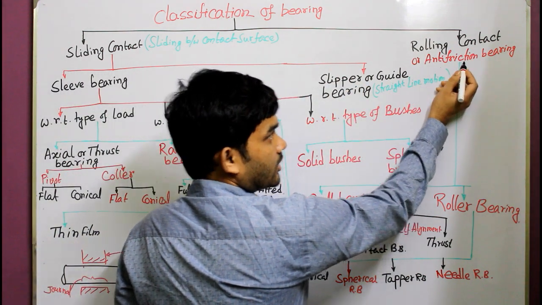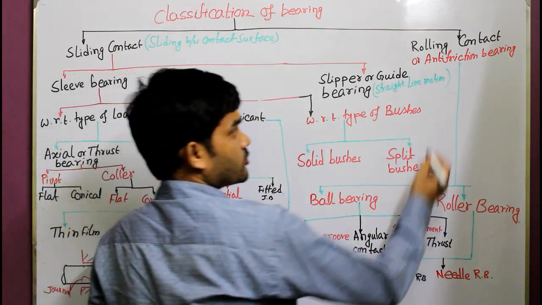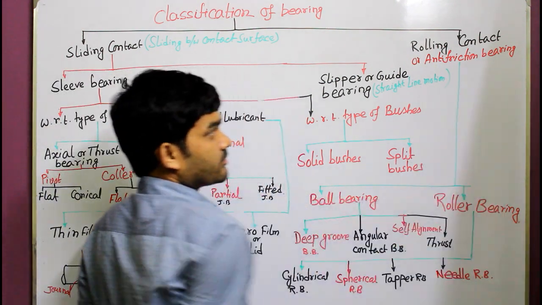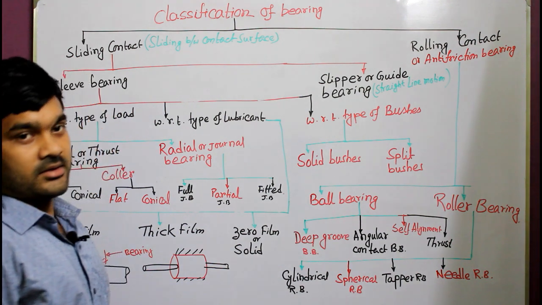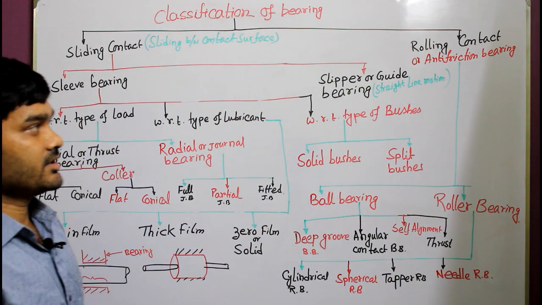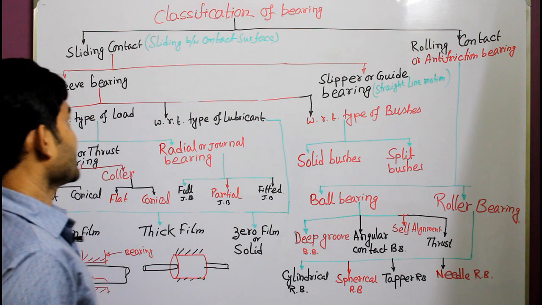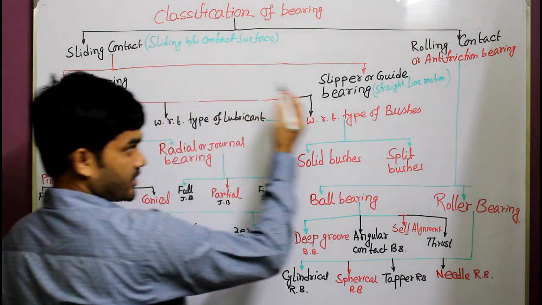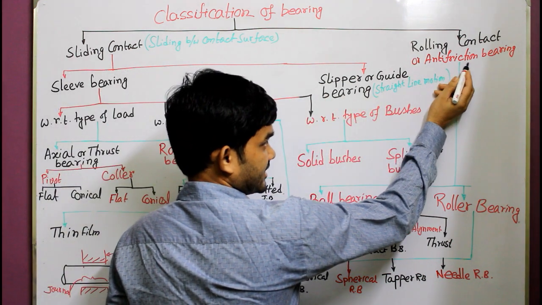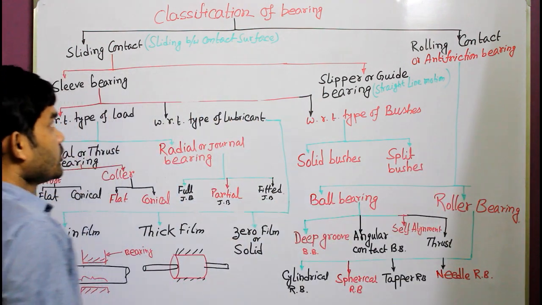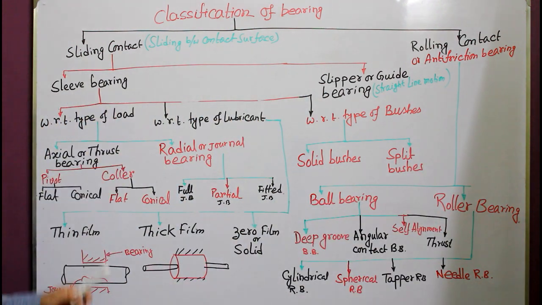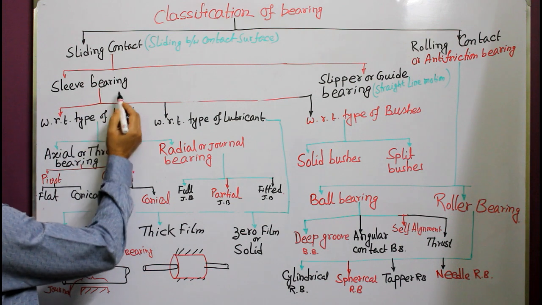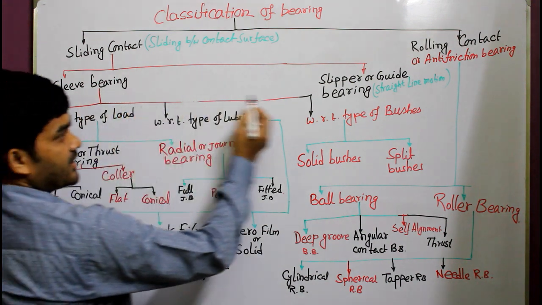So that rolling contact bearing is also known as an anti-friction bearing, because the starting friction is very low, or lesser than the sliding contact bearing. That's why we call this an anti-friction bearing. Now coming to the sliding contact bearing, we have divided it into slip bearing and slipper or guide bearing.